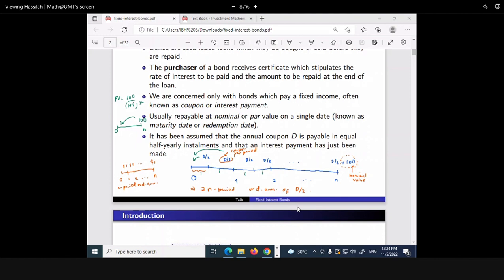Tak ada jawapan yang salah as long as you understand. Jadi saya cuma nak you boleh terangkan dengan perkataan sahaja, apa-apalah yang you faham tentang bond ni. Jadi you should, first of all, I would like you to explain a bit.